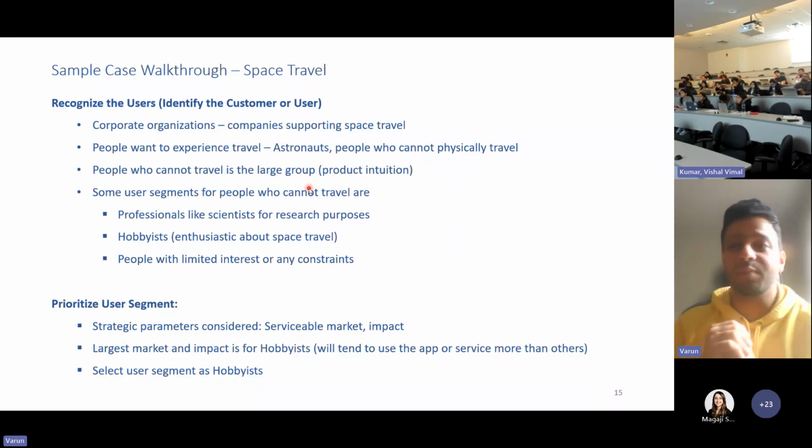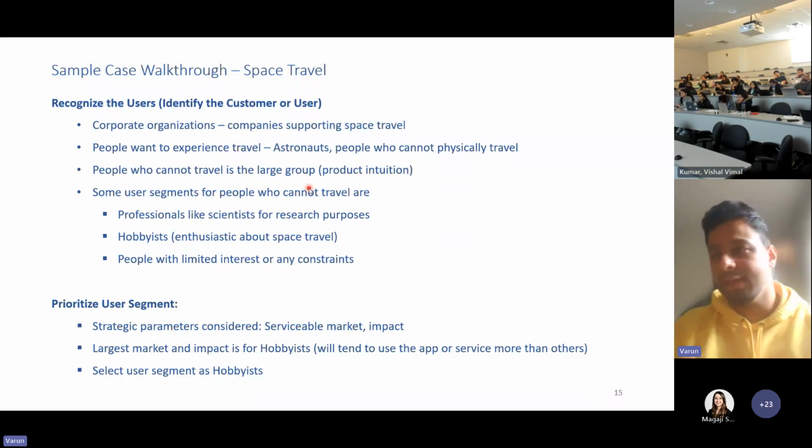So that's the justification I provided, and the interviewer was okay with it. Again, no specific data points needed. It's just how you clarify things. And then I prioritized the user segment as hobbyists, right?